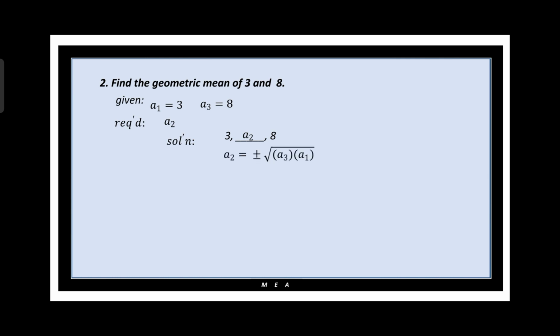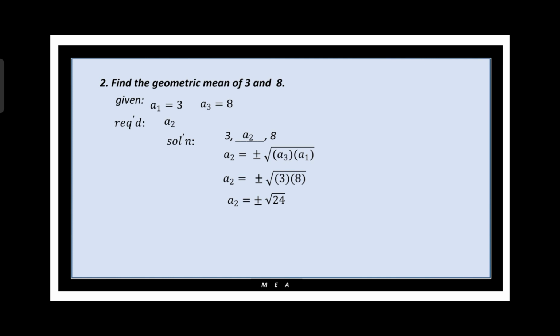So, using the formula, we have a sub 2 is equal to the positive negative square root of a sub 3 times a sub 1. Pag sinubstitute natin, it will become a sub 2 equals to positive negative square root of 3 times 8. And 3 times 8 will be 24. So, a sub 2 now will be equal to positive negative square root of 24.